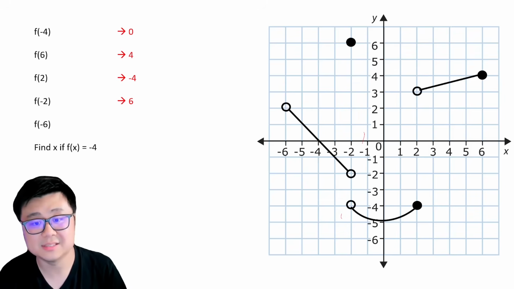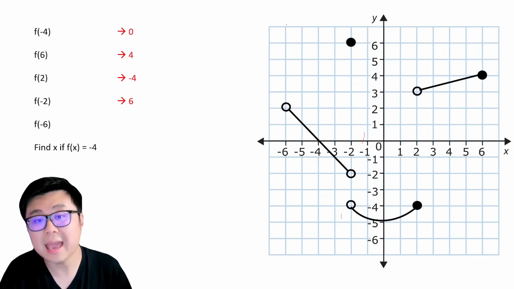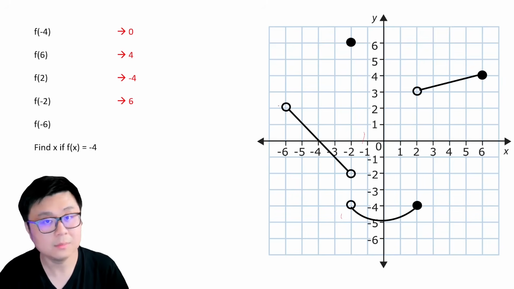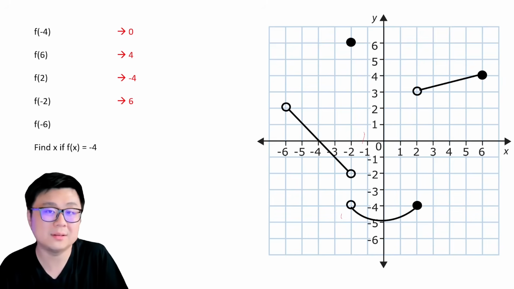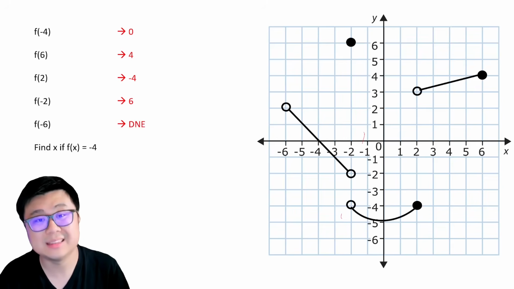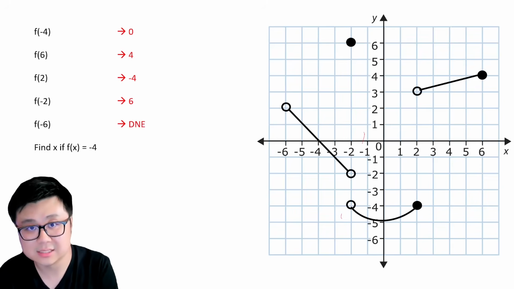Next, f of -6. This time, do you see anything along the line of x equals -6 aside from this empty circle? No, which means there's no point, there's no y values at all when your x value is -6, so we put DNE or does not exist.